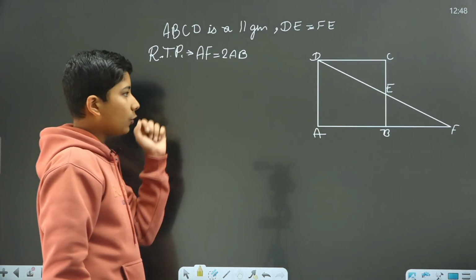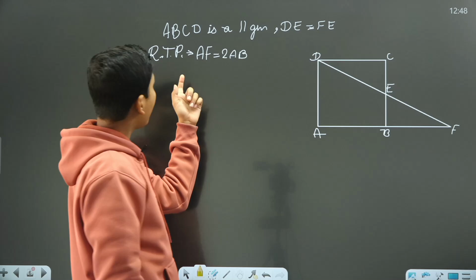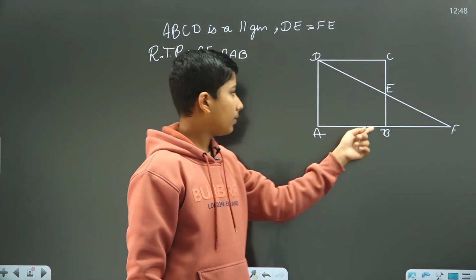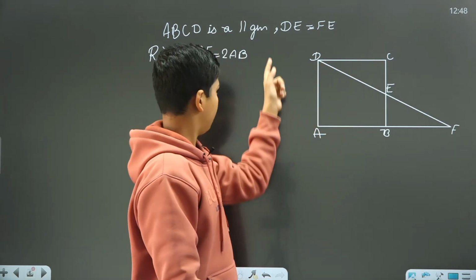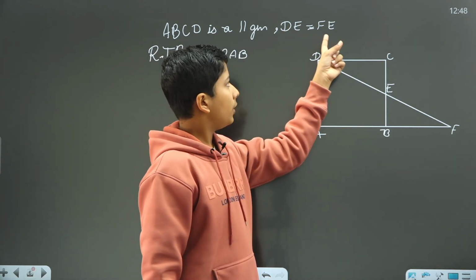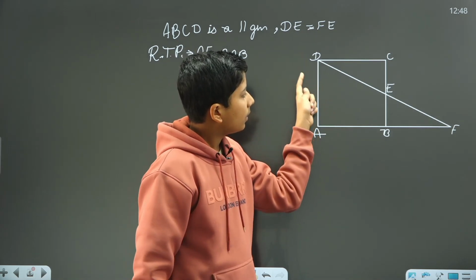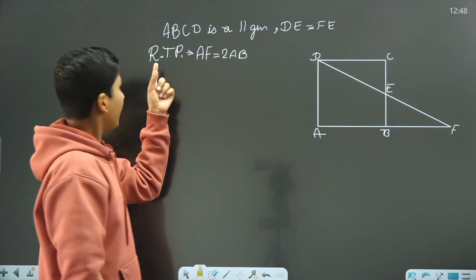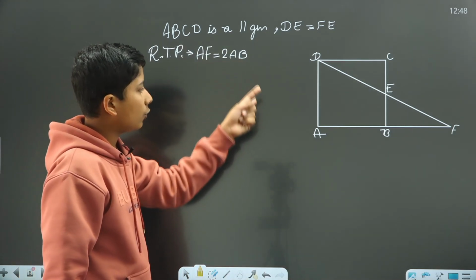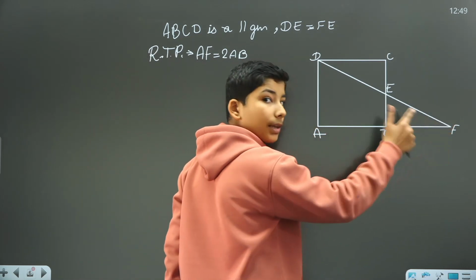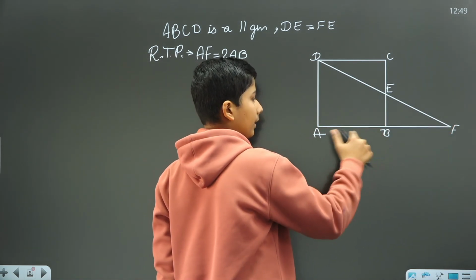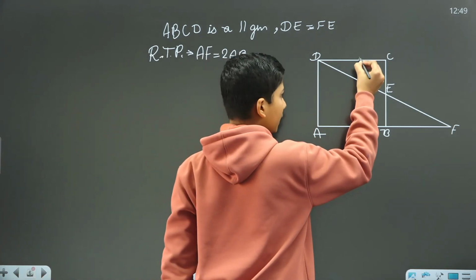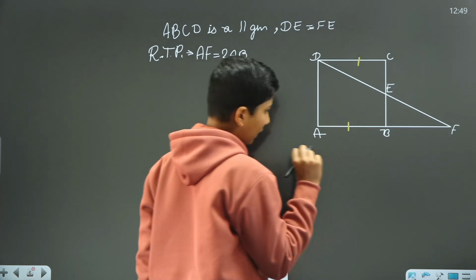Now let's come to our next question. It is saying that ABCD is a parallelogram. DE equal to FE, meaning this line equal to this line. Okay, we have to prove that AF equal to 2AB, meaning this whole line is twice of this line. So as we all know the property, this line is equal to this line.